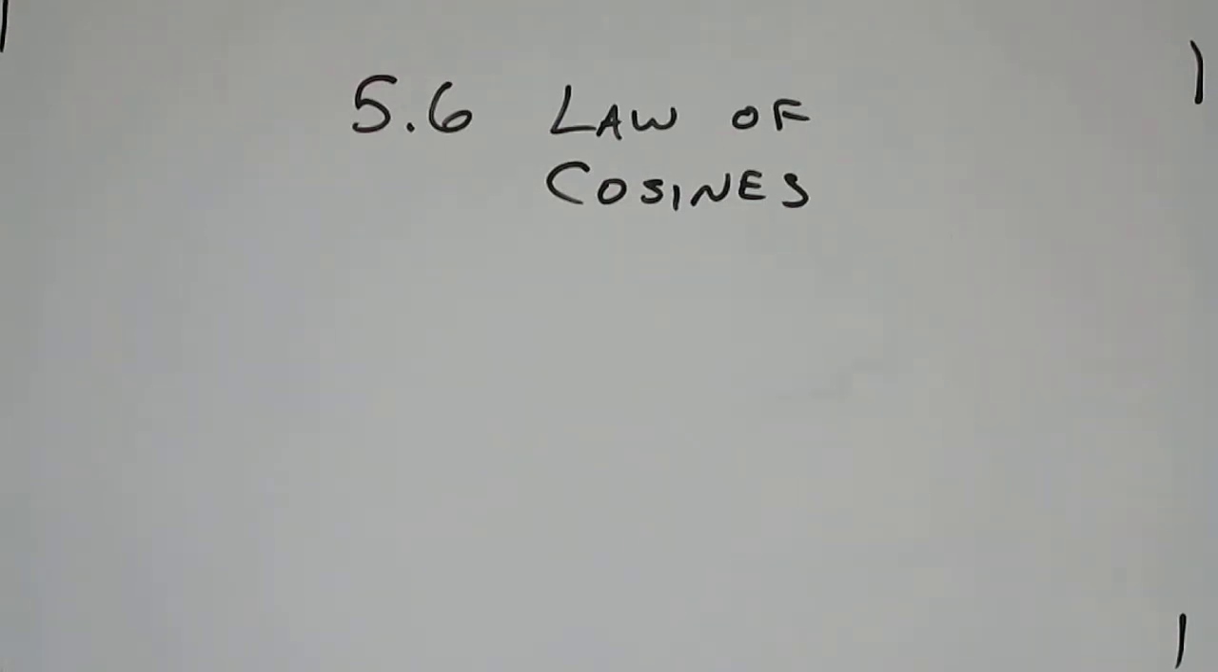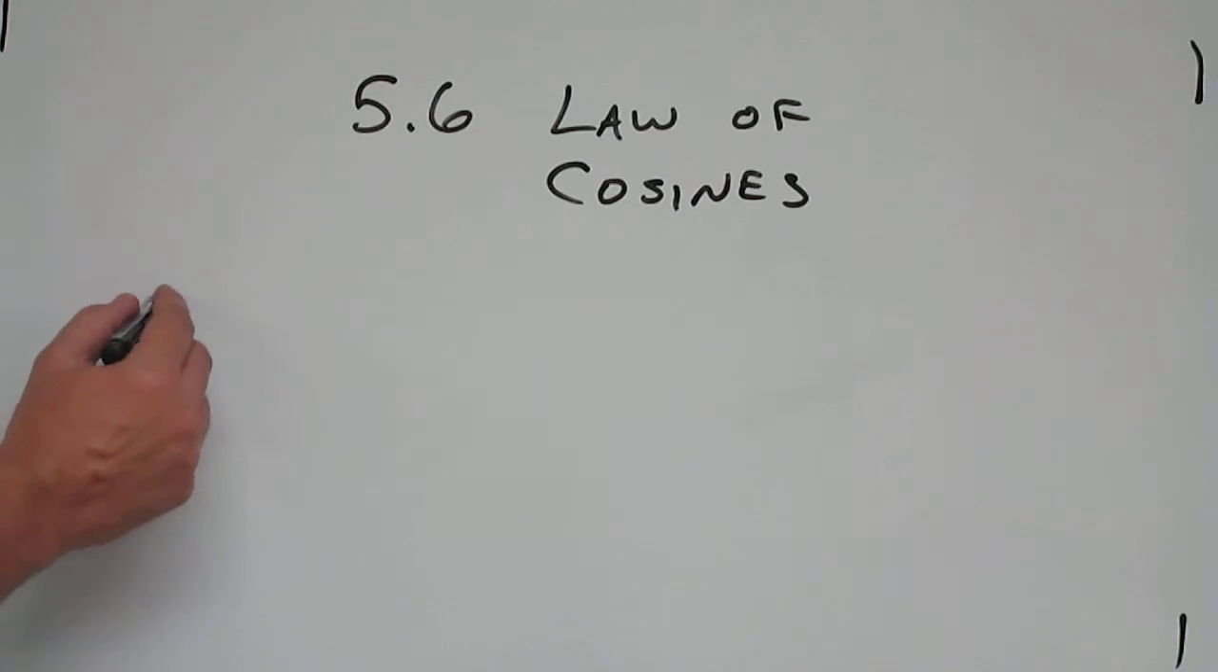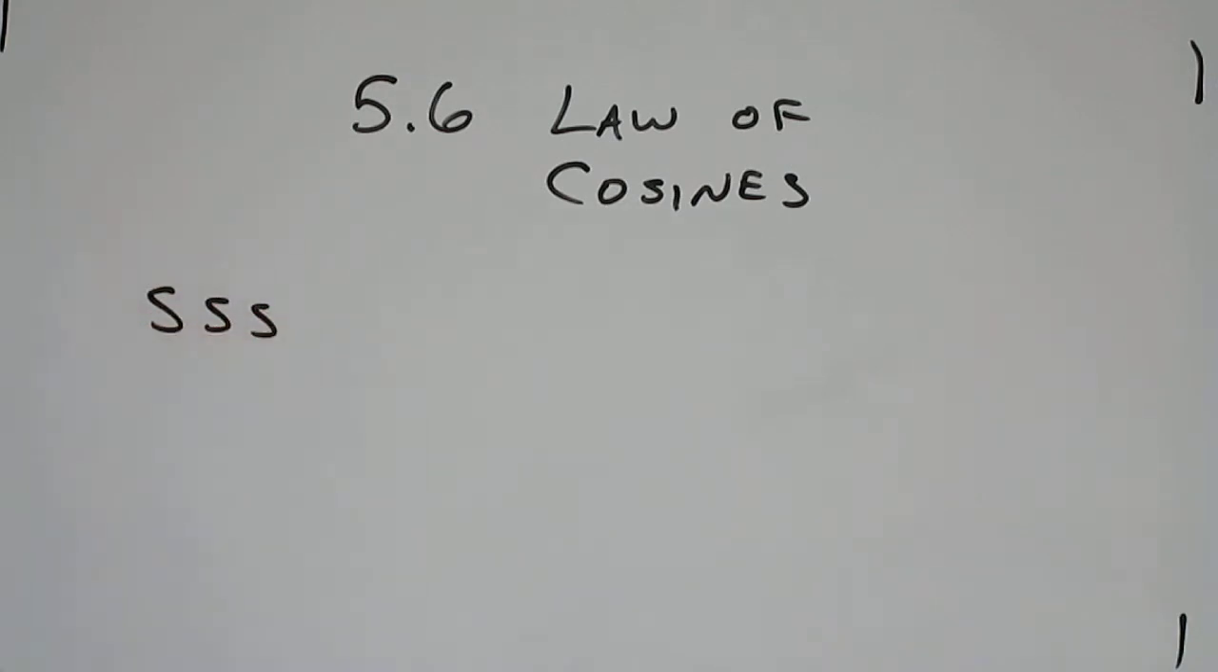Our last section of this chapter is going to deal with the law of cosines. And if you remember from our discussion of the law of sines, there's a couple of instances where we just don't have enough information to use the law of sines. And those are the cases where we have all three sides and where we have a side, the included angle, and the side. And the law of cosines is great for those.